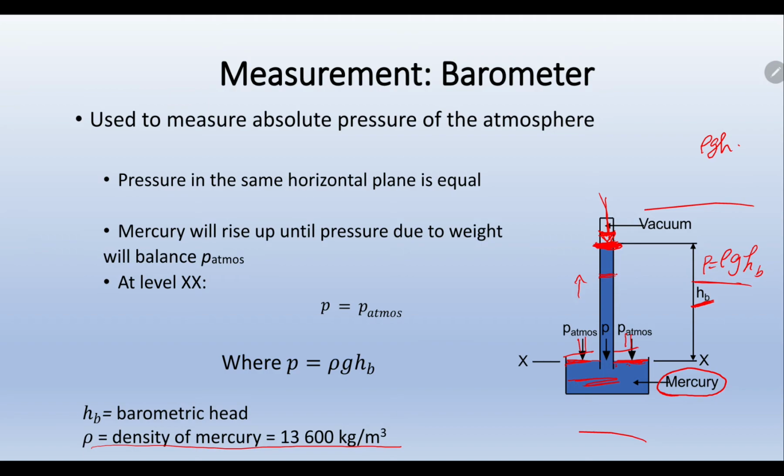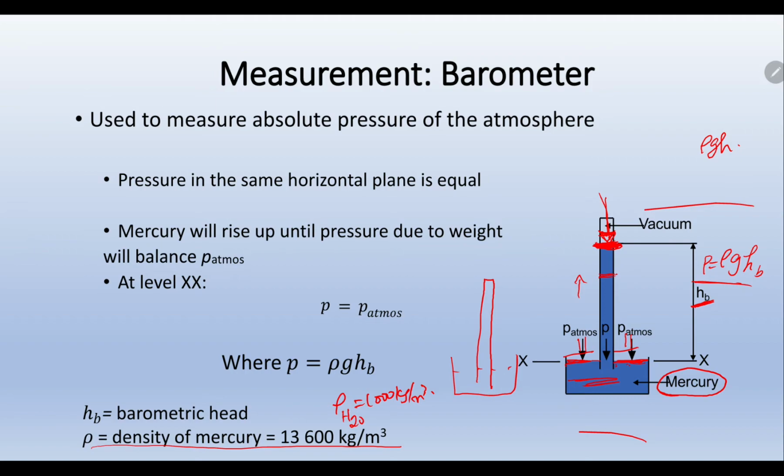So the mercury is going to rise to a certain height, but instead of mercury, if I use water, tell me, what do you think is going to happen? If you remember, the density of water is 1000 kilogram per meter cube. If I have the same tank and the barometer, what do you think is the height to which water is going to rise?